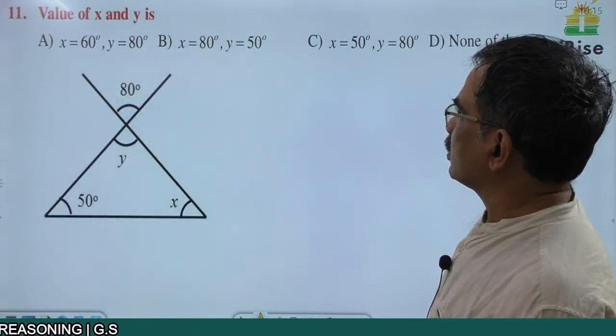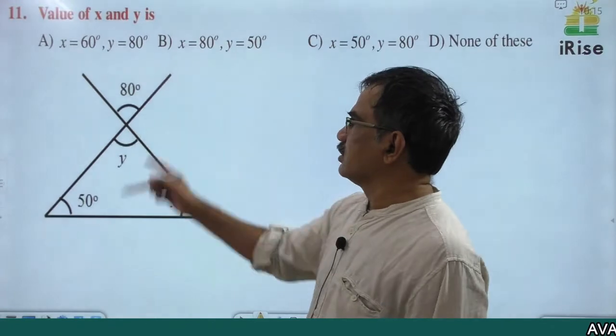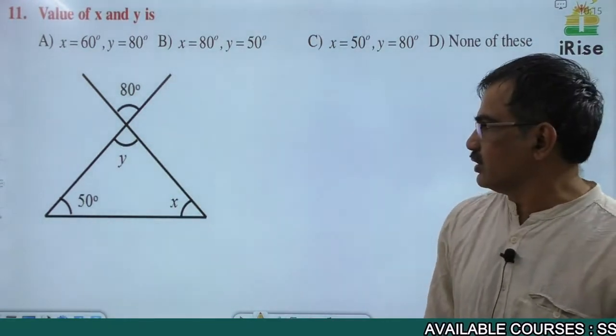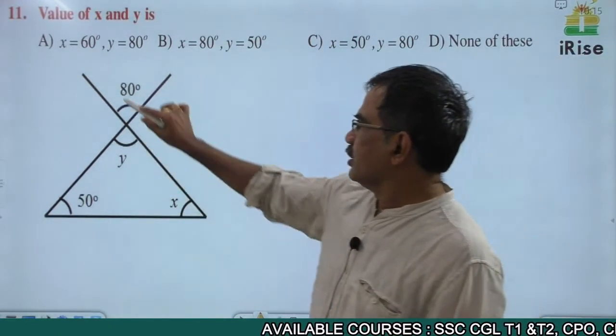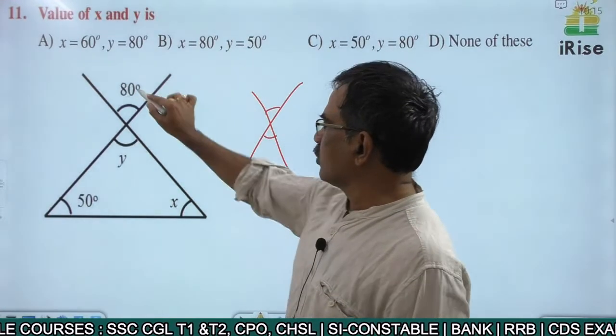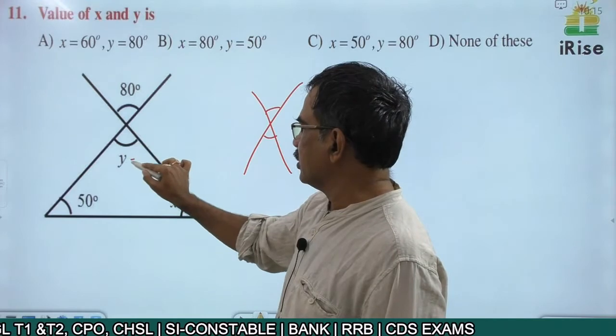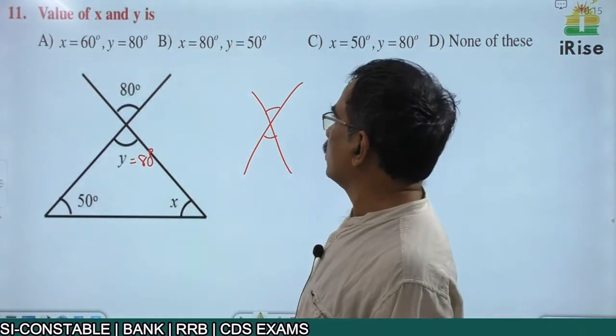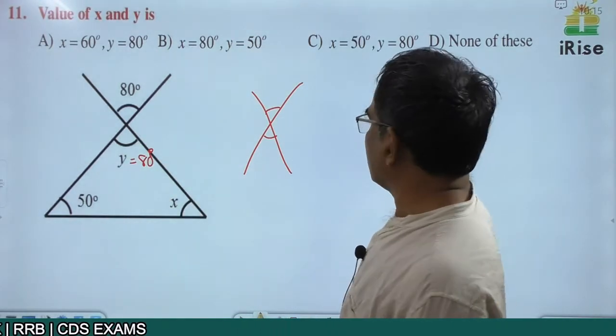What are the values of x and y in the given figure? So, very simple question. If two lines intersect each other, vertically opposite angles are equal. Therefore, if this is 80, angle y is also equal to 80. Y is equal to 80.